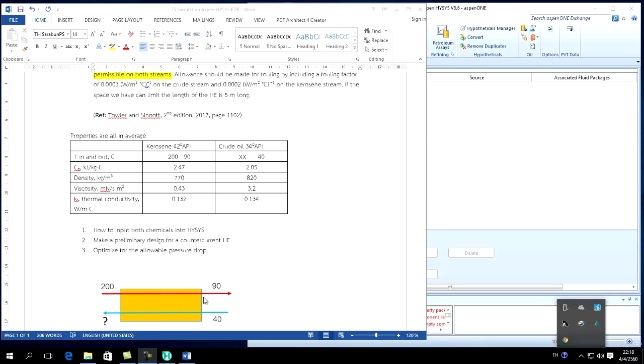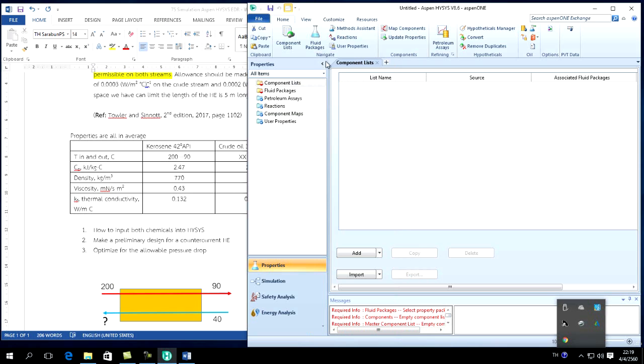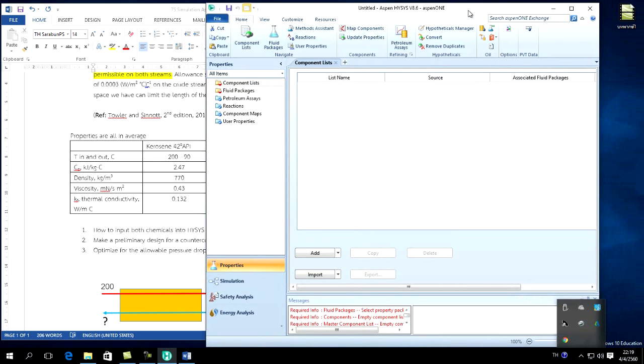The red one stands for the hot stream of kerosene and the blue one stands for the cold stream of crude oil. The only thing that I know is the density of the kerosene in this range of temperature is about 770 kilograms per cubic meter, and 820 for the crude oil. This is the average density. So what should I do for this simulation?